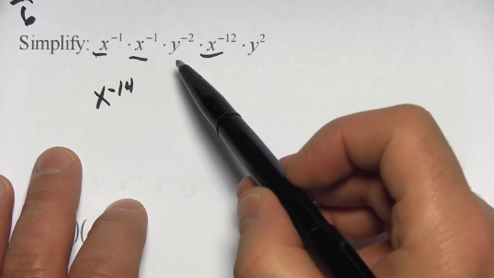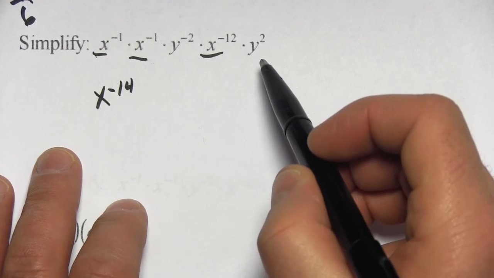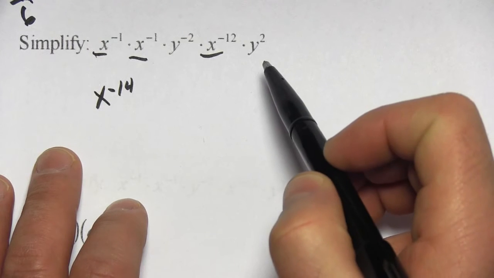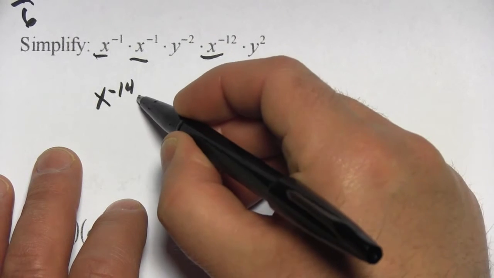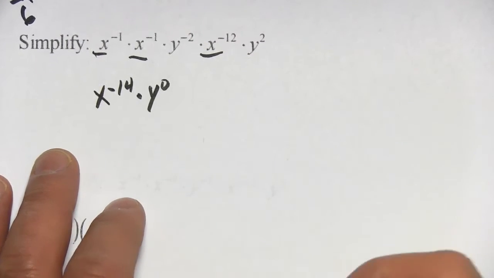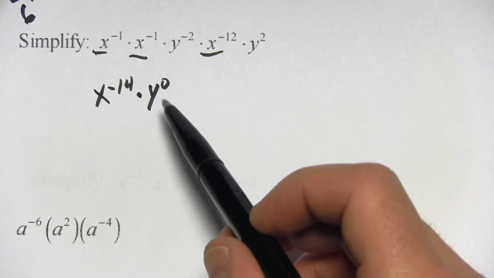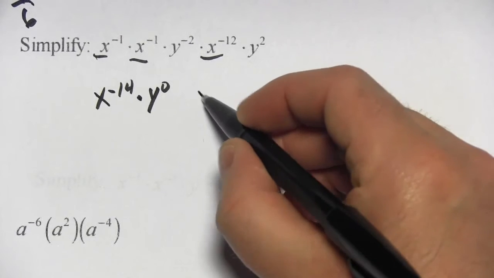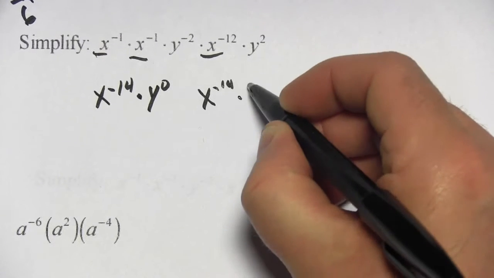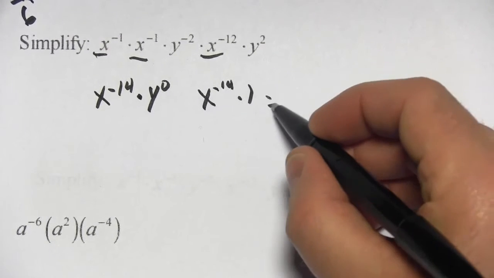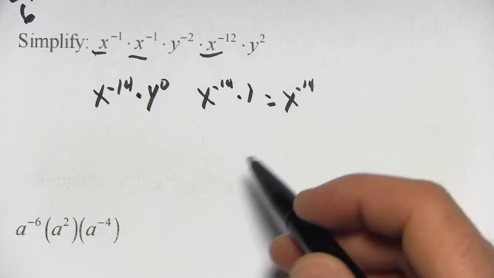The y part, we have y to the negative 2 and y to the 2. A negative 2 plus 2 is 0. So this part is y to the 0. Now, anything to the 0 power is the number 1. So this is x to the negative 14th times 1, which is just x to the negative 14th, because anything times 1 is itself.